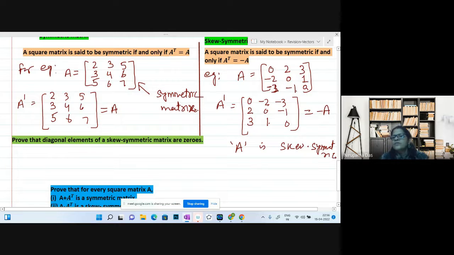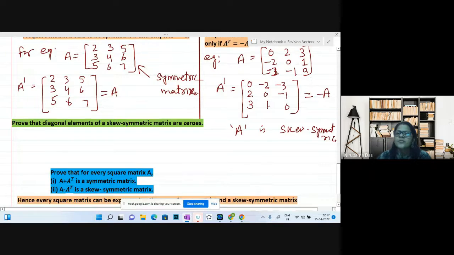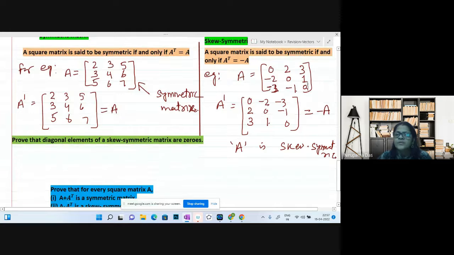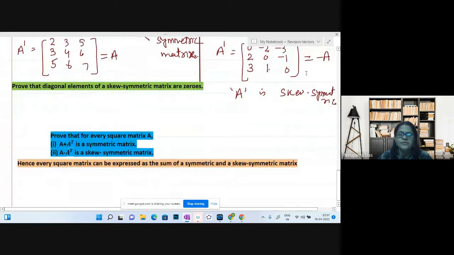So while identifying a skew-symmetric matrix just by looking at it, you can say whether it is skew-symmetric or not. The first characteristic is that the diagonal elements are zeros. The second is that the corresponding elements in the upper and lower diagonal are of opposite sign. Opposite sign may be clear because we have A transpose equals minus A. But why are the diagonal elements zeros? Let me tell you that.